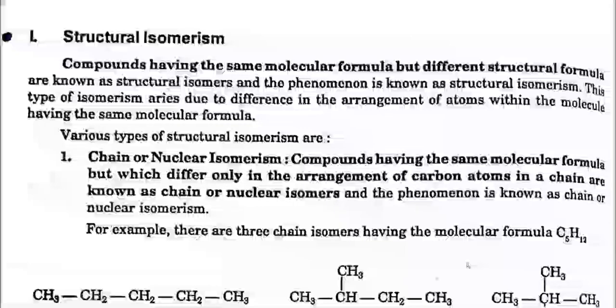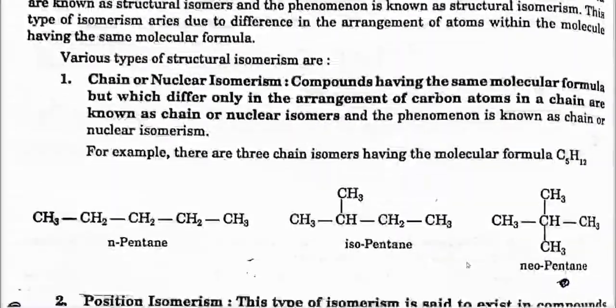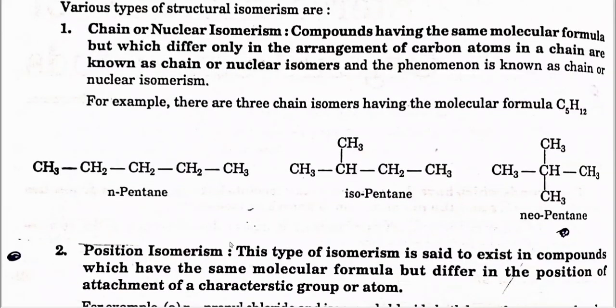Compounds having the same molecular formula but which differ only in the arrangement of carbon atoms in a chain are known as chain or nuclear isomers, and the phenomenon is known as chain or nuclear isomerism. For example, there are three chain isomers having molecular formula C5H12. Here we can see n-pentane, isopentane, neopentane.